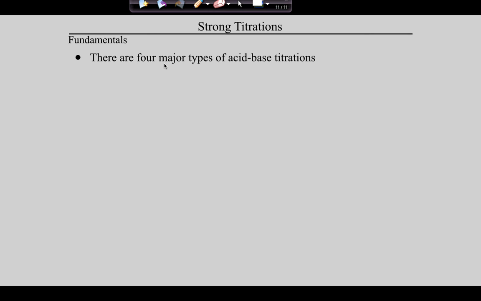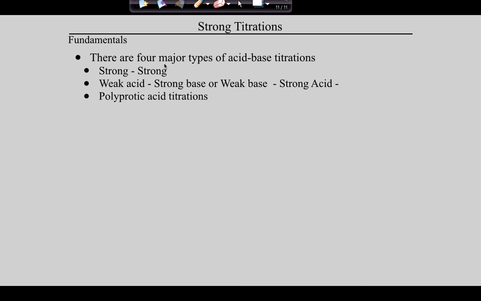Guys, there's actually 4 types of titrations that you need to be aware of. And they go like this. So strong titration, strong acid into base or strong base into strong acid. Then guys, we've got weak strong or strong weak. So we've got a weak acid being titrated by a strong base or a weak base being titrated by a strong acid. That's what we're going to do next time.